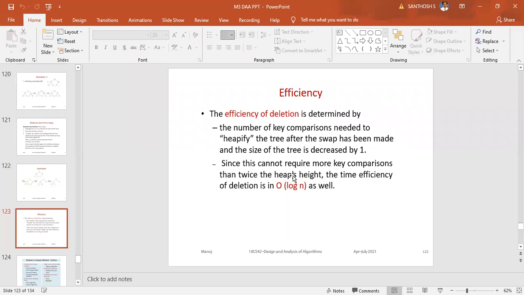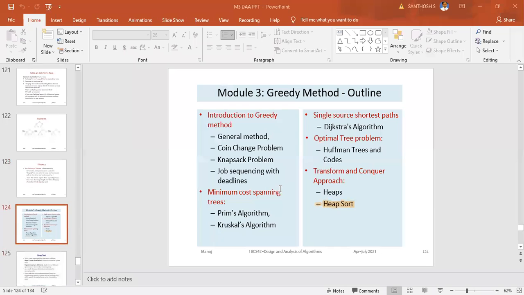This is the illustration. Now come to the efficiency part. The efficiency of the deletion is determined by the number of key comparisons needed to heapify the tree after the swap has been made and the size of the tree is decreased by 1. Since this does not require more key comparisons than twice the heap's height, the time efficiency is big O of log n. For the top-down heap construction it was big O of 2n, but here it is big O of log n. This is up to the heap concept.